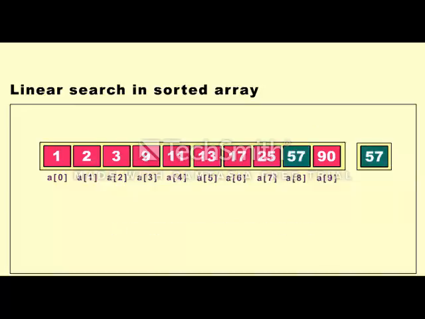Now we have reached element number 8 and the searching is successful because the value at A of 8 is 57. So it is necessary that the key value should match with the value in the array. Here we can see that the value of A of 8 was 57 and the value of our key was 57. As both of them match with each other, what we can conclude is that if both the elements are the same, our search has been successful.